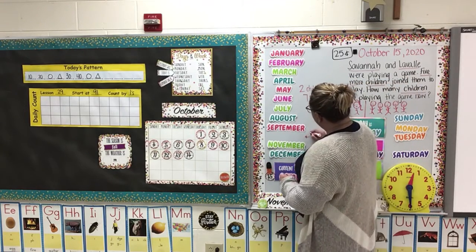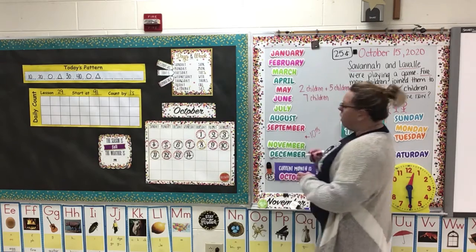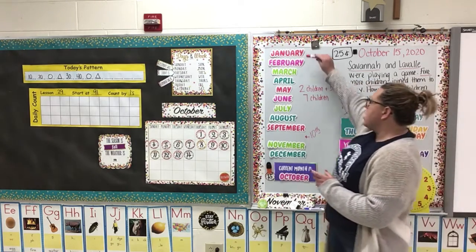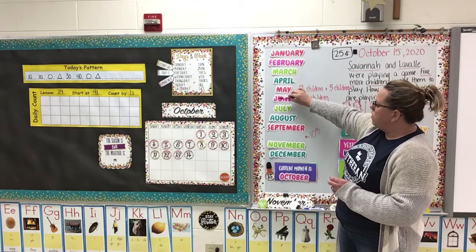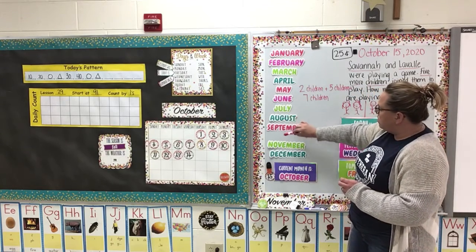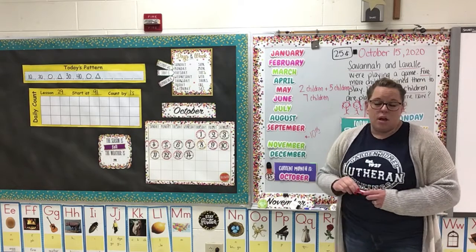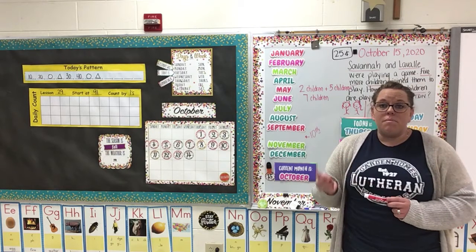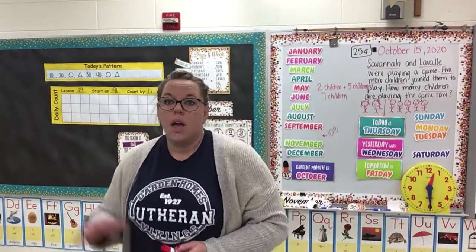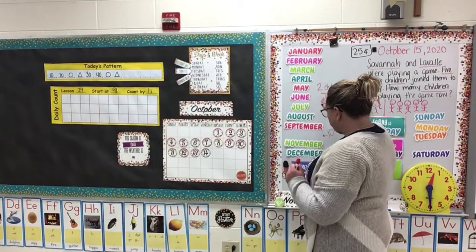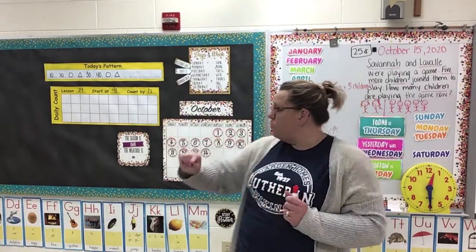Remember that October is the 10th month of the year. If you didn't remember that, you could count 1st, 2nd, 3rd, 4th, 5th, 6th, 7th, 8th, 9th, 10th. What month comes after October? After October comes November. Okay, so after October came November.